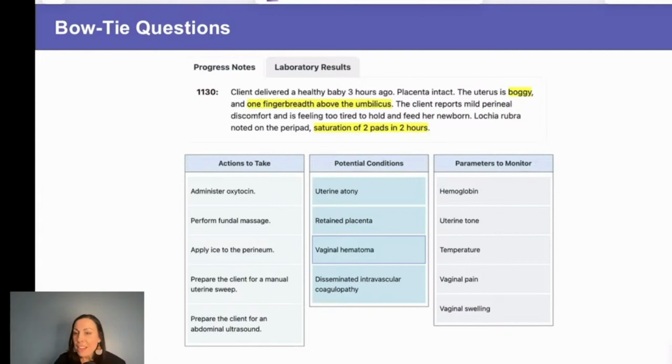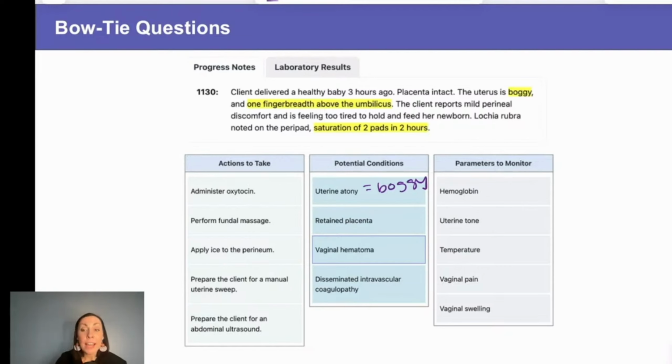So what do we think about uterine atony? What does that mean? Uterine atony means we're boggy, right? So we definitely do have that going on. It's without tone. Boggy equals bleeding. Remember that. Let's take a look at all of our options though. Retained placenta. Anybody think that it could be a retained placenta?